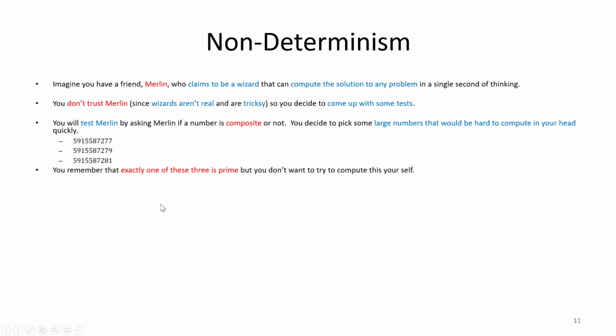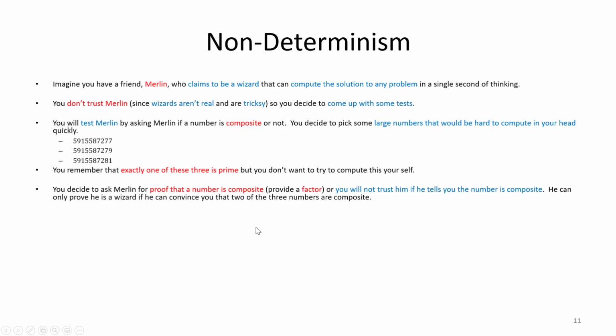I told you the secret. I'm not telling Merlin the secret, but I told you the secret. One of these is prime and the other 2 is composite. And now the test we're giving to Merlin is tell me which is which. Now here's where the tricksy part of wizards comes in. So sorry, we're asking Merlin, we're not at the tricksy part yet. We're asking Merlin here to prove to us the answer.